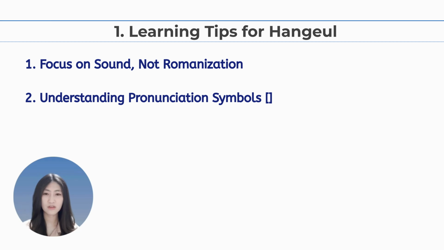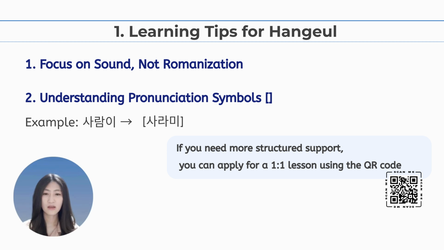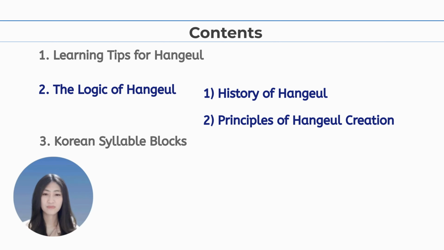Second, please pay attention to pronunciation symbols inside the brackets. Sometimes Korean words are pronounced differently from how they were written. To make pronunciation easier, sounds may change naturally. For example, 사람이 is pronounced as 사람이. When you see the brackets, please follow the sound inside the brackets. We will learn pronunciation rules step by step through this course.